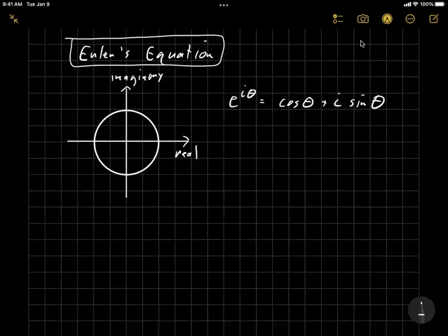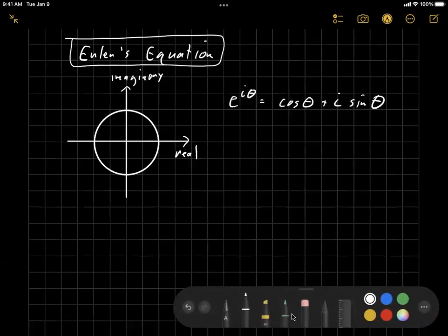Here we have Euler's equation. This can be represented as a unit vector, so its length is 1, in the real imaginary plane. So we have a unit circle that's drawn in the real imaginary plane.